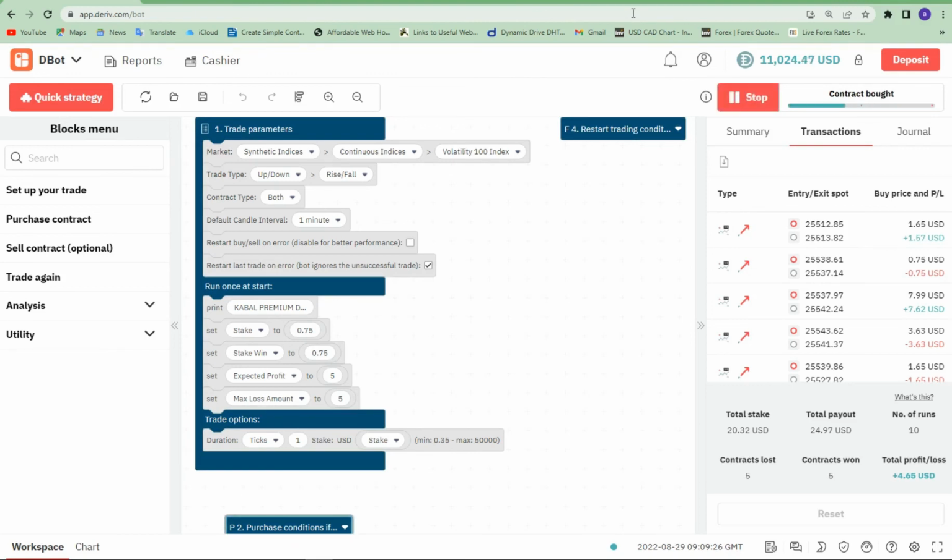We are very close to $5, which is the profit set for this bot. I do advise starting first with a demo account for at least 1 week before use on live.